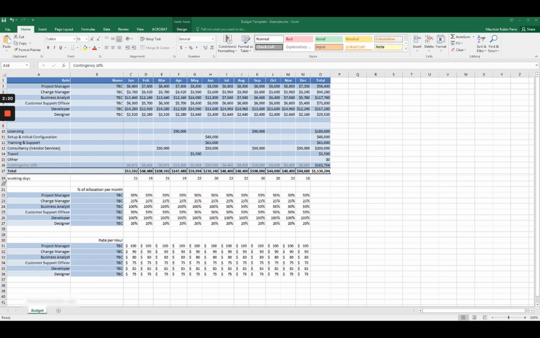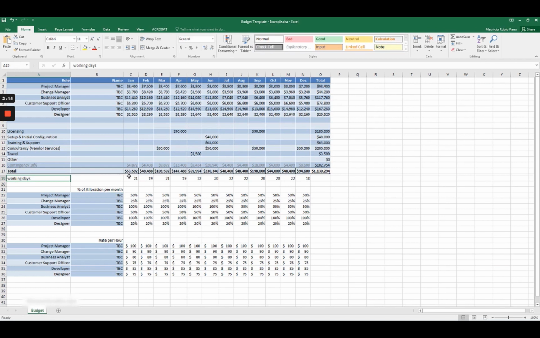You'll also notice here in row 19 that I have working days. And that's because each month has different working days. And this is going to vary depending on which country you're in, which state, and so on, right? So if there's a public holiday or a state holiday or something like that, and it's not going to be a working day, then you need to take that out of your calculations because that's one day less that you're going to work.